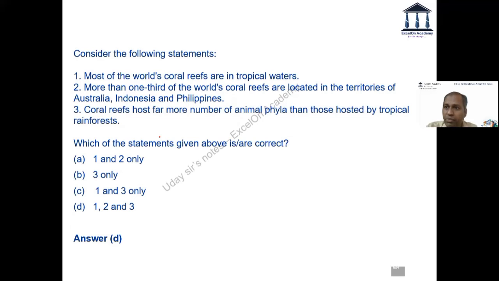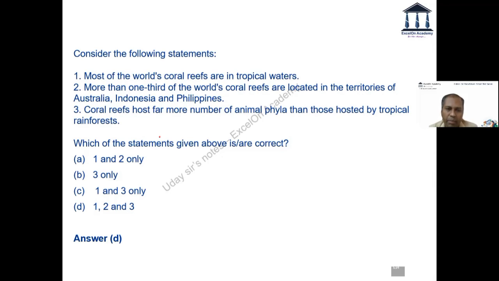So this is on coral reefs. There are 3 statements, so let's read them one by one. Most of the world's coral reefs are in tropical waters. Okay, that's a very factual statement. More than 1/3 of the world's coral reefs are located in the territories of Australia, Indonesia, and Philippines. Coral reefs host far more number of animal phyla than those hosted by tropical rainforests.